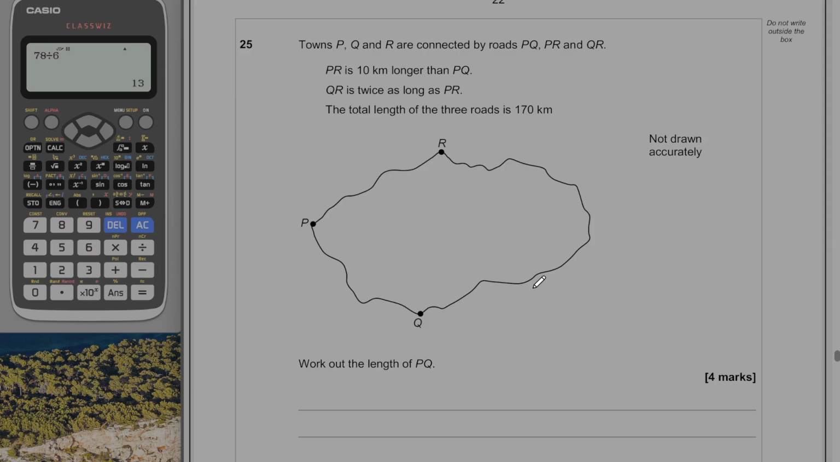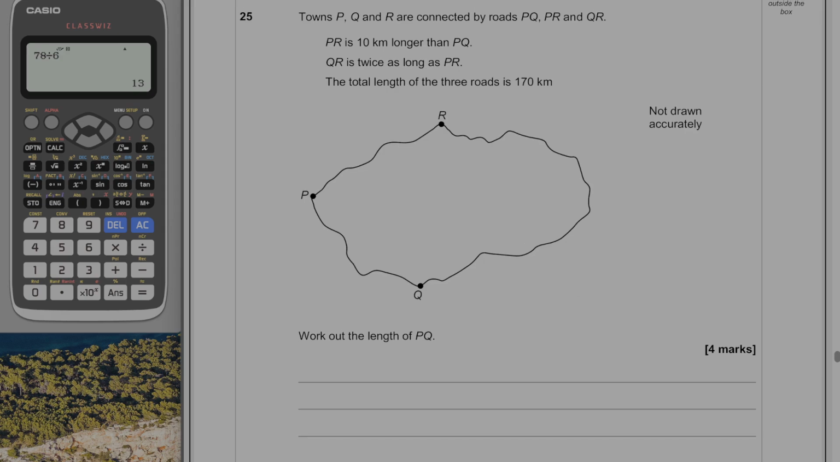Okay, question 25. Right, this is going to be an awkward one to do on the screen. Towns P, Q, and R are connected by roads. P to R is 10 kilometers longer than P to Q. P to Q is twice as long as P to R. The total length of the three roads is 170 centimeters. Work out the length of PQ.